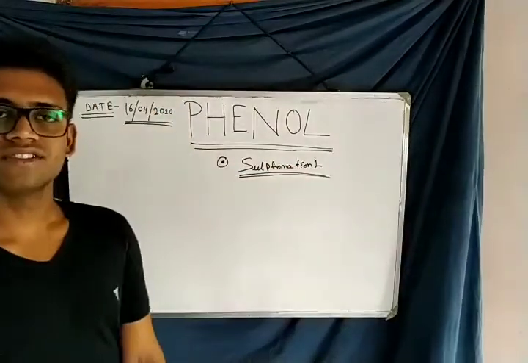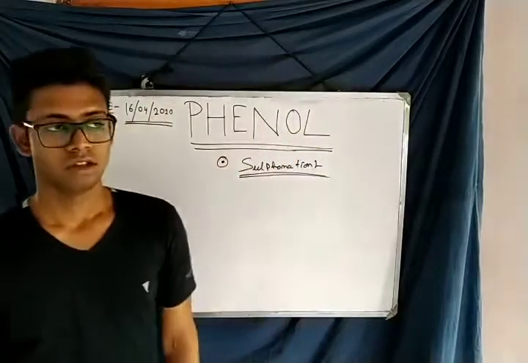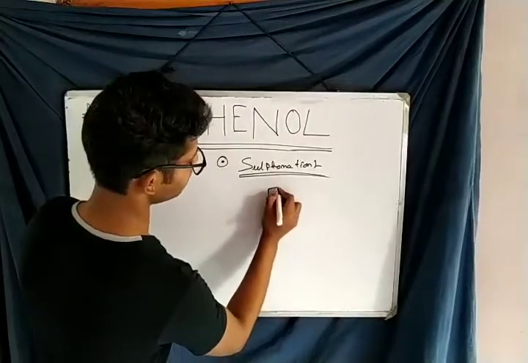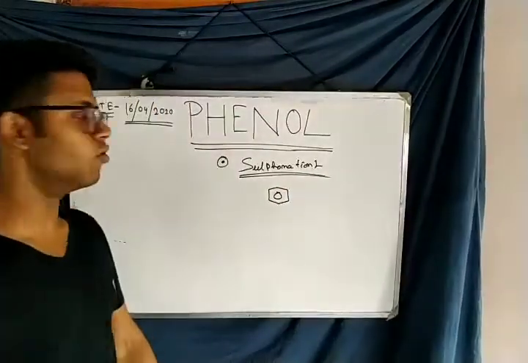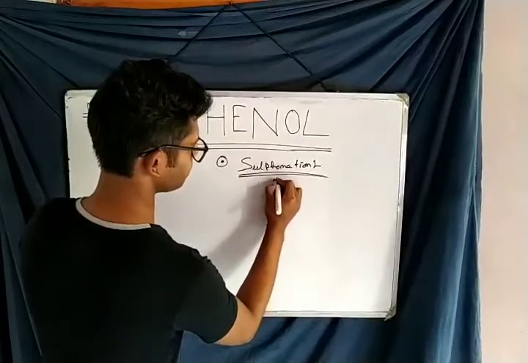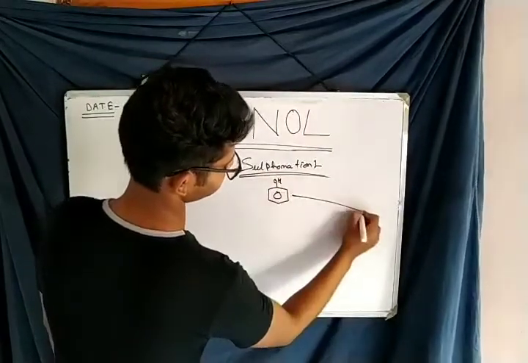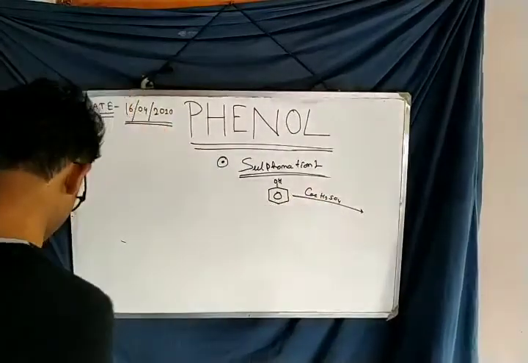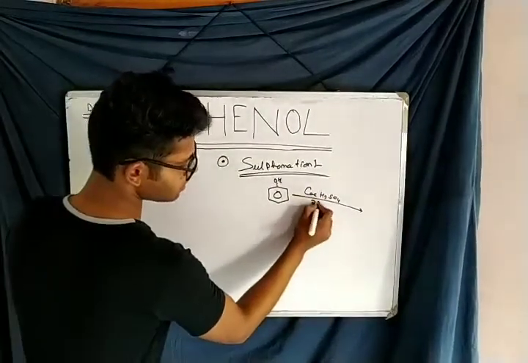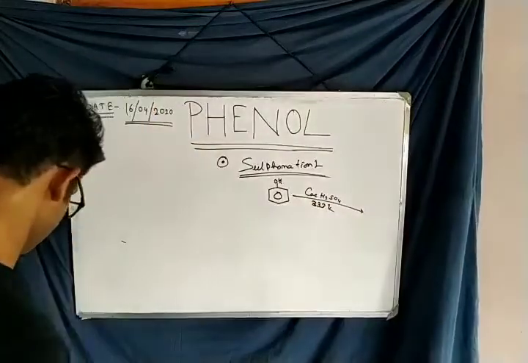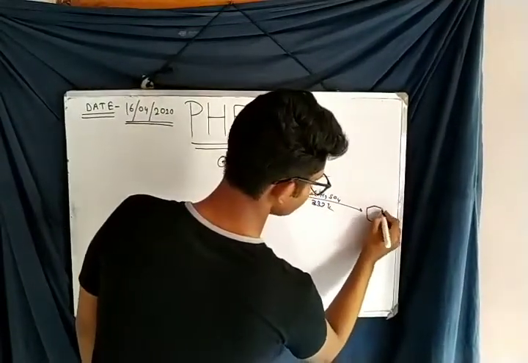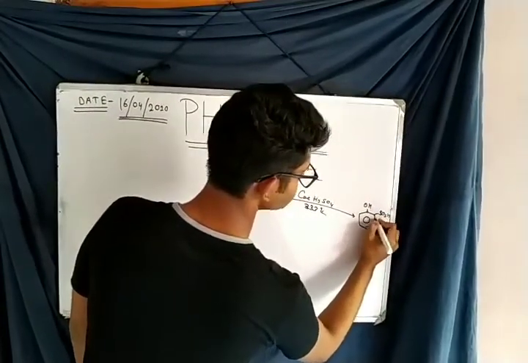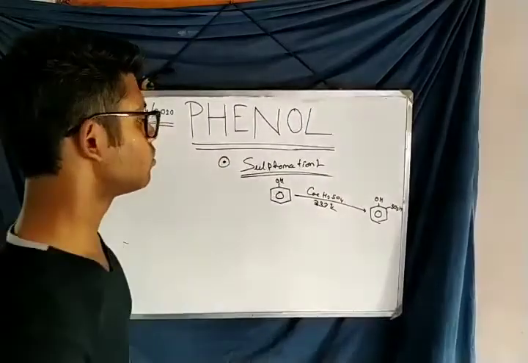Reagent concentrated H2SO4. But there is a process. What is the process? It is a very important process. When phenol is treated by concentrated H2SO4, and in this reaction, if we use 333 Kelvin heat, the product will be the SO3H group attached in the ortho position.